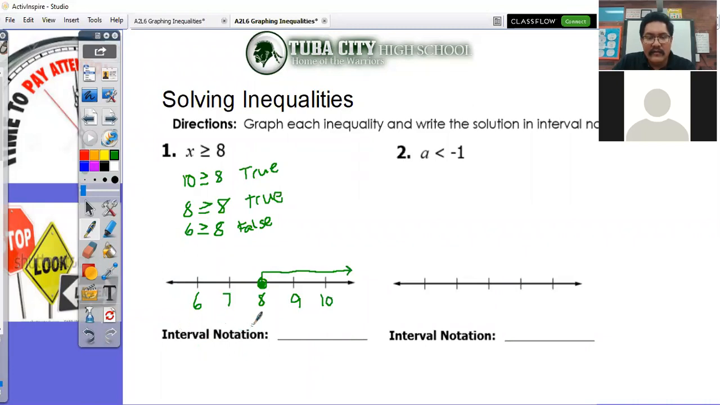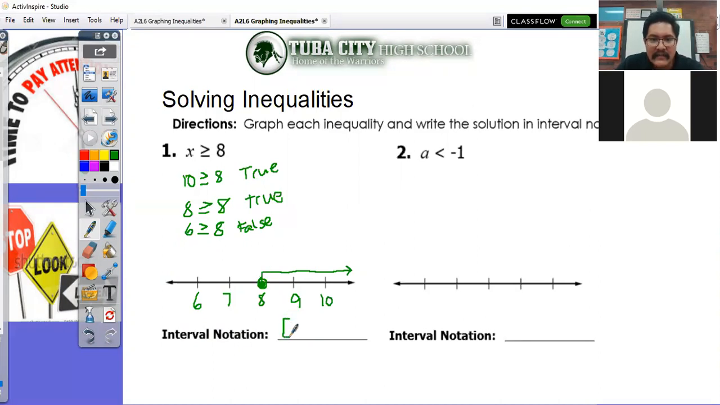Okay, so now interval notation. To use interval notation, you're going to use your graph. Start from the left side and work your way to the right. So left and right. Okay, there we go. We run into the solution right there.